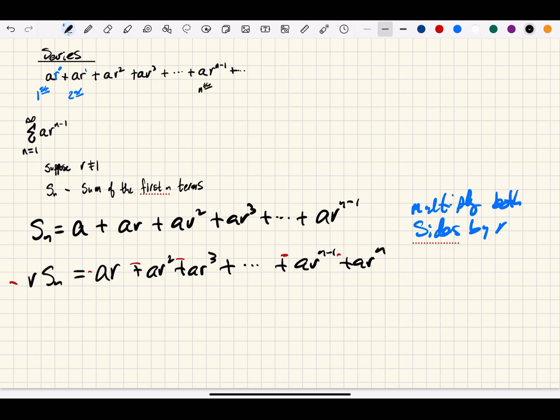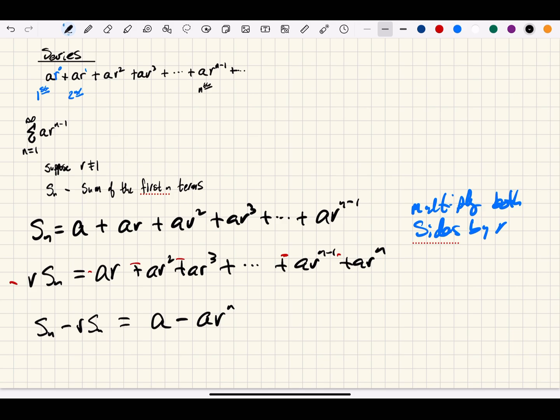Okay, so what do I wind up with over here? I wind up with S sub n minus R S sub n equal to... Now, here's something I'm noticing. Everything on the right-hand side, except for the first one and the last one, are going to cancel, right? So I'm going to wind up with A plus... minus AR to the n, right? So the first one of the S sub n series and the last one of the R S sub n series would just go away.